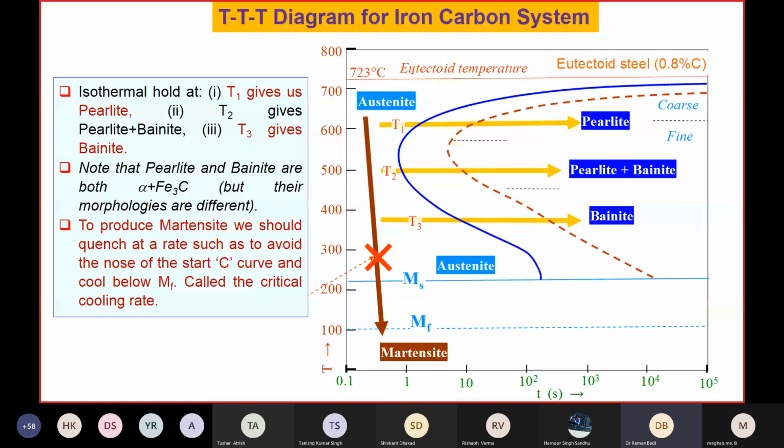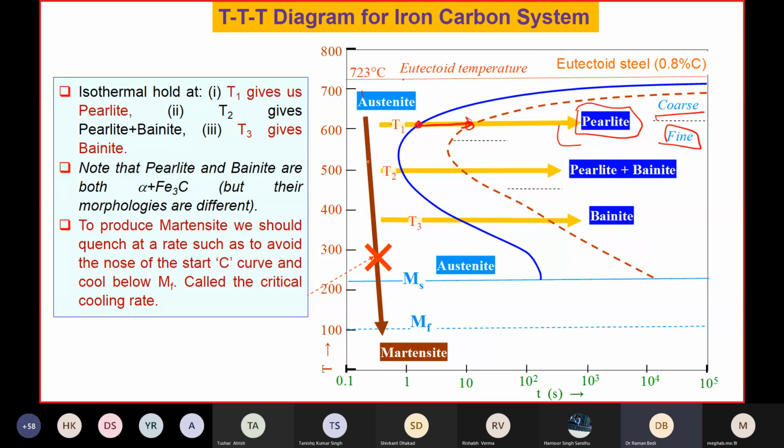So when you take the eutectoid temperature, start cooling it, and then isothermally hold it so that transformation happens at a temperature T1, at a higher temperature near the eutectoid temperature, you may get pearlite. If you are in the upper region, you may get coarse pearlite. In the lower region, you may get fine pearlite.